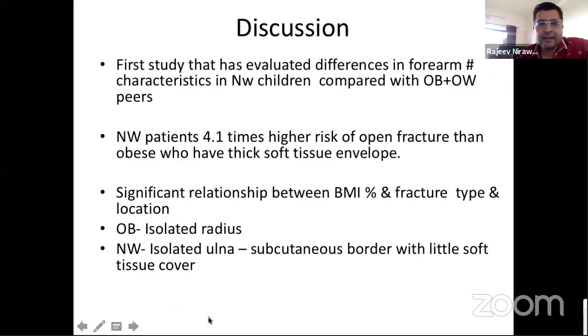So first, they claim that it was the first study that had evaluated differences in forearm fracture characteristics in normal weight children compared with OB plus OW peers. Normal weight patients had a 4.1 times higher risk of open fracture than obese children, who have a thick soft tissue envelope. There is a significant relationship between BMI percentile and fracture type and fracture location, such as isolated radius being more common in obese and isolated ulna in normal weight children, the reason being the subcutaneous border with little soft tissue cover.